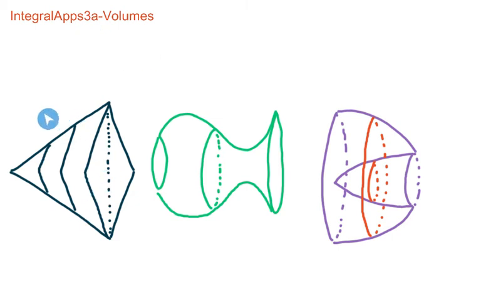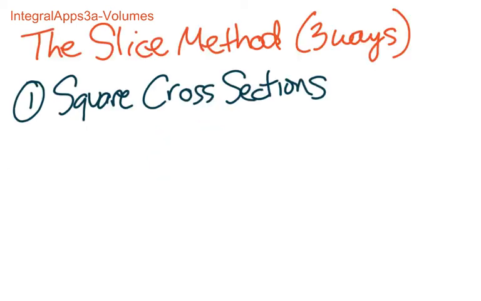Number one, square cross sections. Number two, circular cross sections or a solid of revolution. And the washer method. So let's take a look at those three situations right now, and then we'll jump into some not really examples, more just kind of trying to set up those ideas.